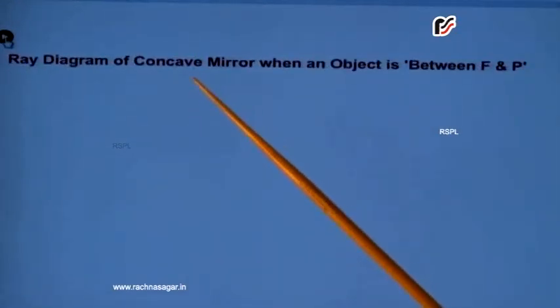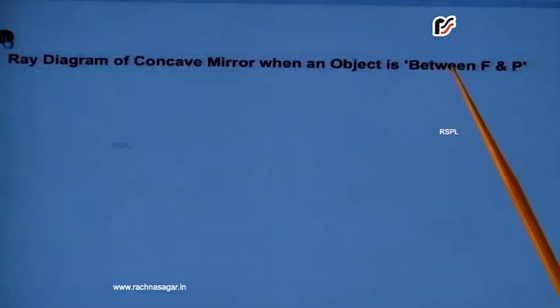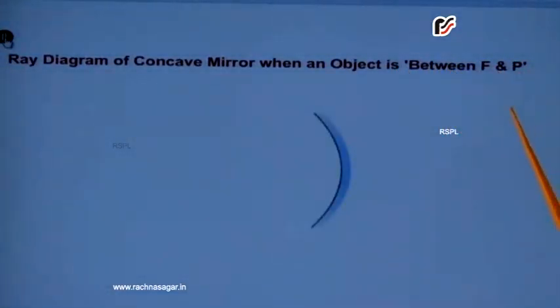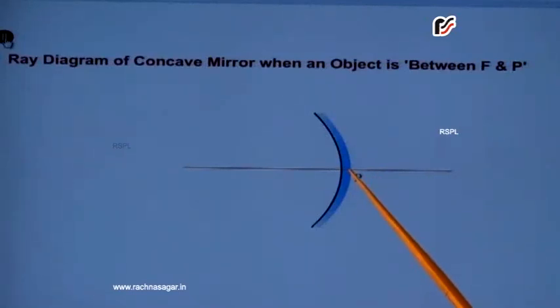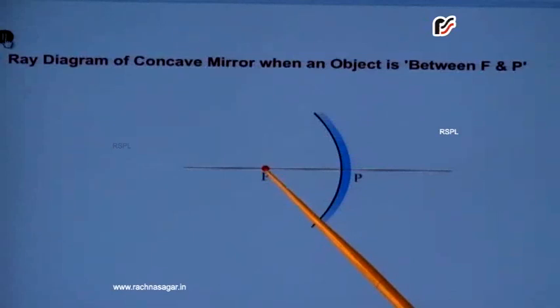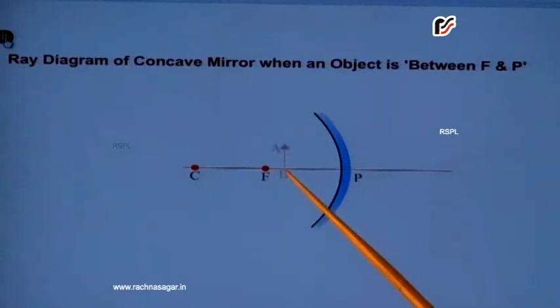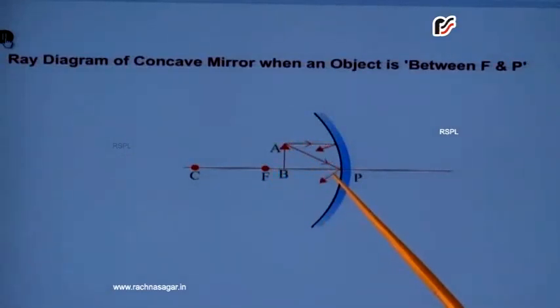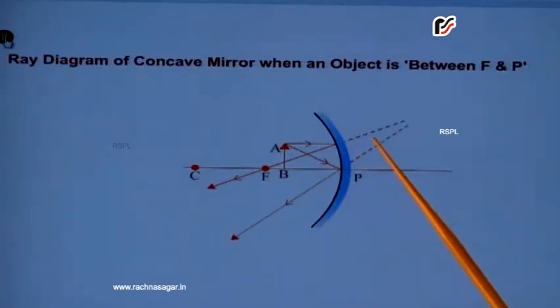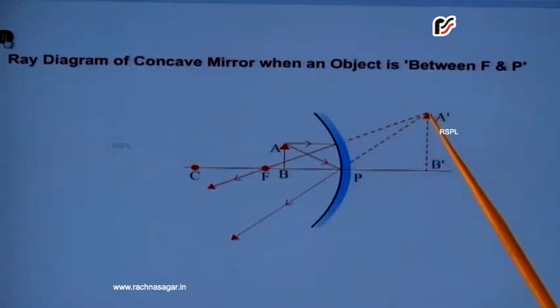The ray diagram of a concave mirror when the object is between focus and pole of the mirror. Take a concave mirror, mark a principal axis, take a point P as the pole of the mirror, F is the focus of the concave mirror and C is the center of curvature. An object BA is placed between F and P. The two rays after reflection diverge. If we join them at the back, they appear to meet at point A dash behind the mirror, so that the final image B dash A dash is formed.